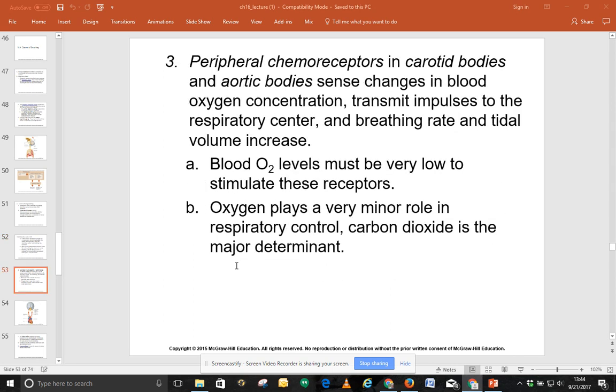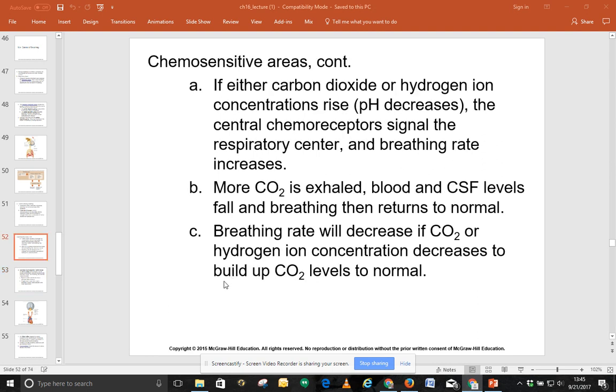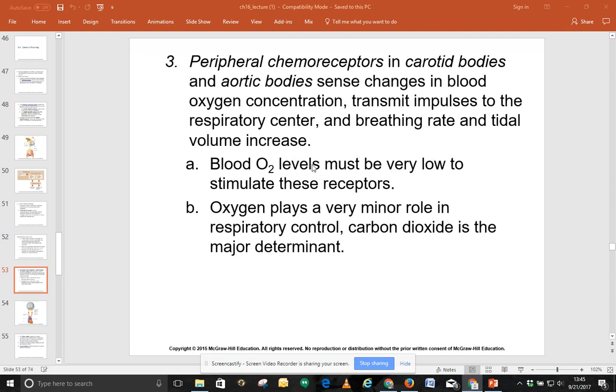The peripheral chemoreceptors in the carotid bodies and aortic bodies sense changes in blood oxygen concentration. They transmit impulses to the respiratory center, and breathing rate and tidal volume increase. So keep in mind, breathing is regulated by your body's pH, or how acidic you are, by the amount of CO2 in your bloodstream, and also by how much oxygen you have in your body. Blood oxygen levels must be very low to stimulate these receptors.